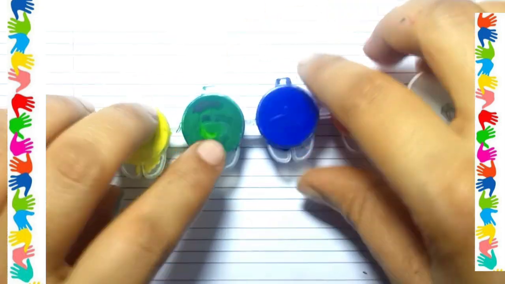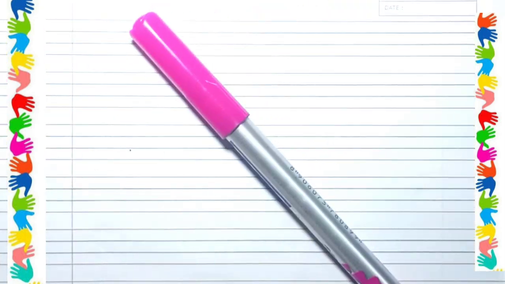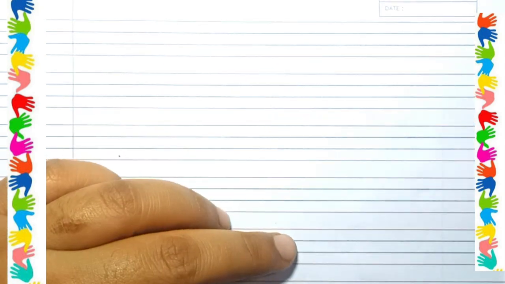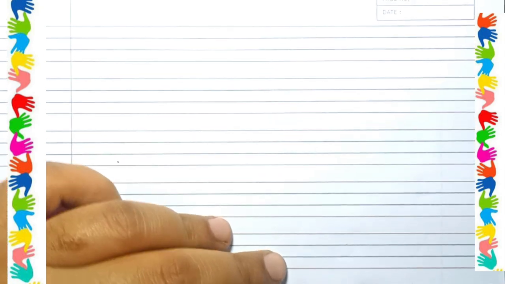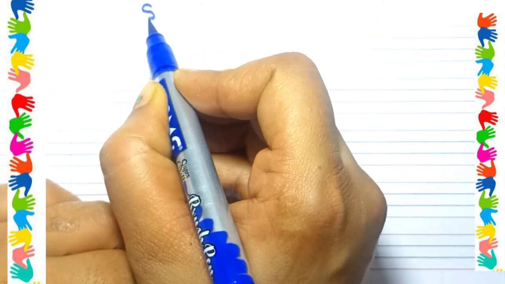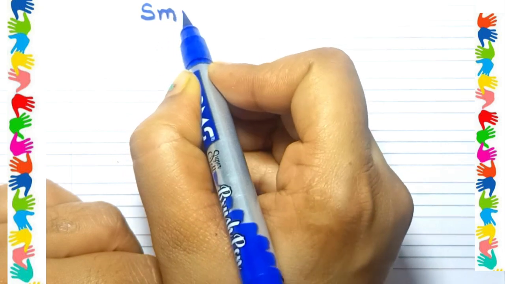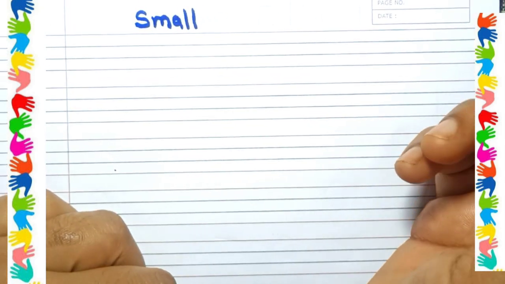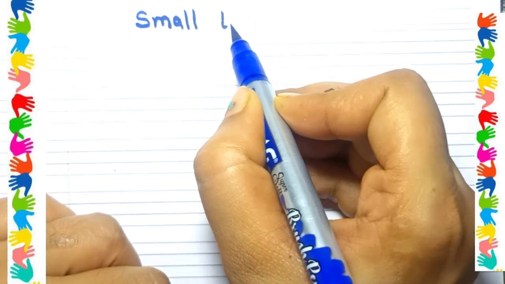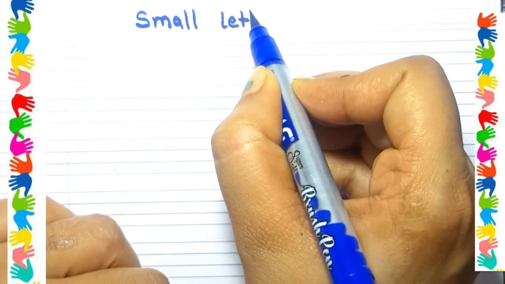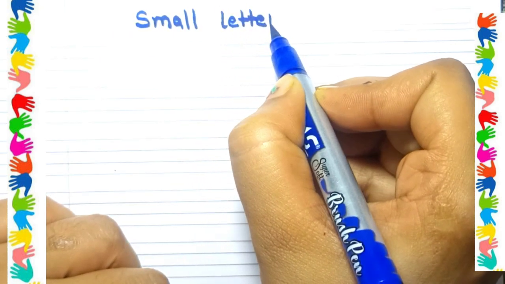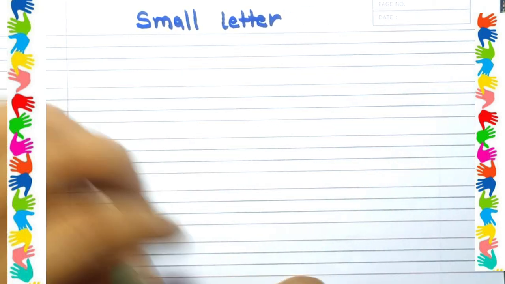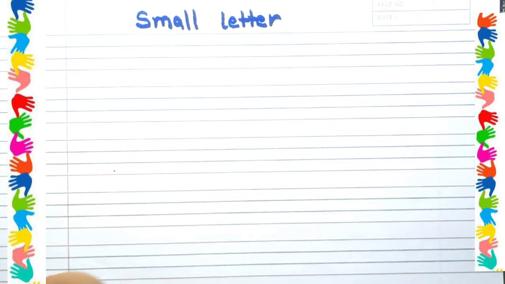Today we are going to draw a small letter alphabet. Pink, green, blue. S M A L L, small. L E T T E R, letter, small letter alphabet. Let's start.